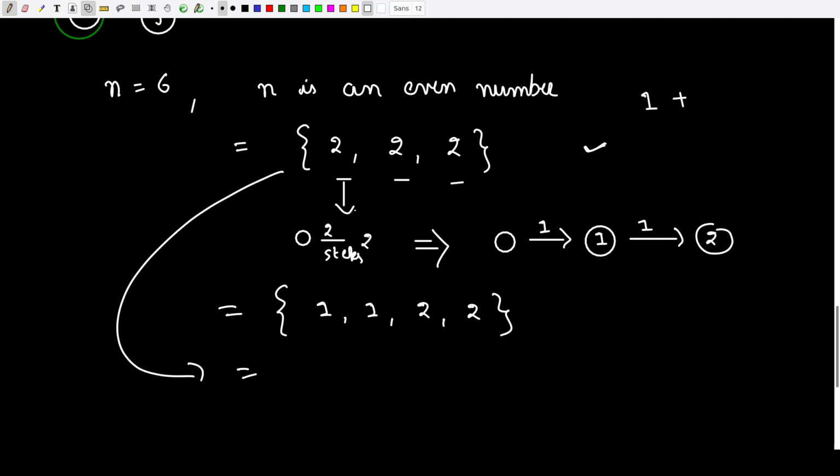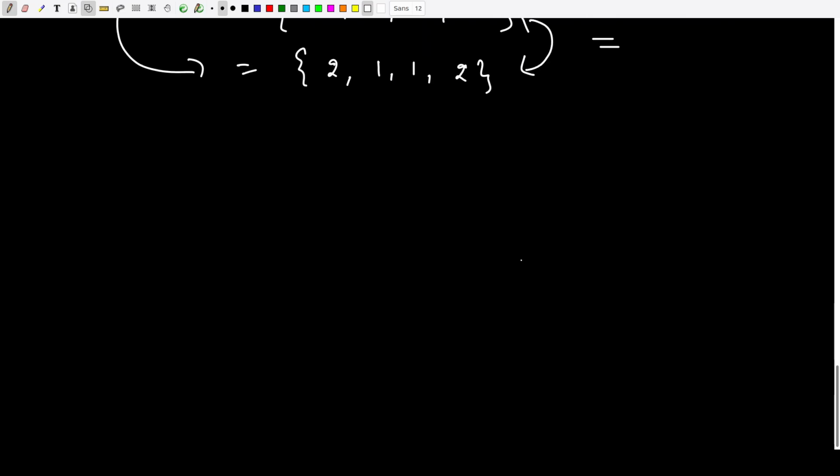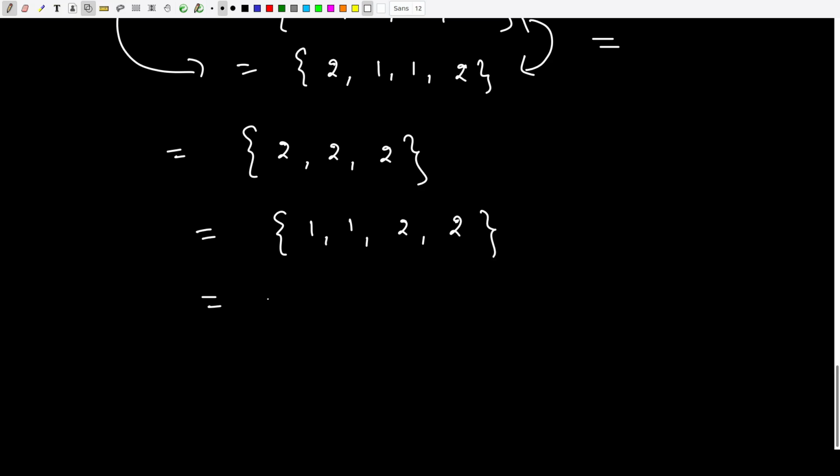And since ordering does not matter, it doesn't matter whether I break this step or this step, the output remains the same. So for instance, let us say this time I'm breaking this step. If I break this step, this will become 2, 1, 1, 2. But if we look at these two, since ordering does not matter, they are equal. And since they are equal, we can say that this 2, 2, 2 can be broken as 1, 1, 2, 2.